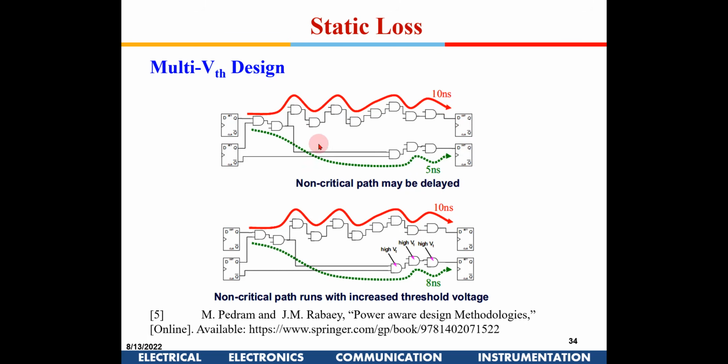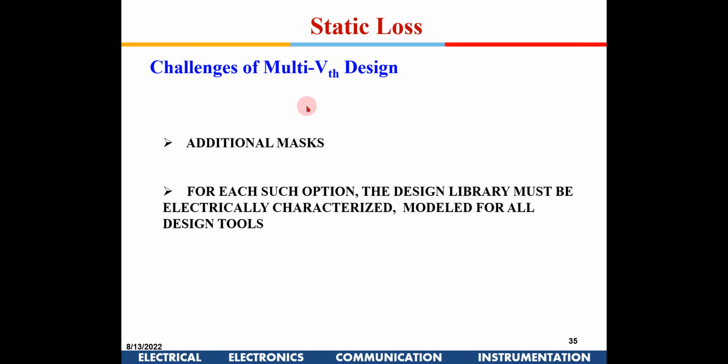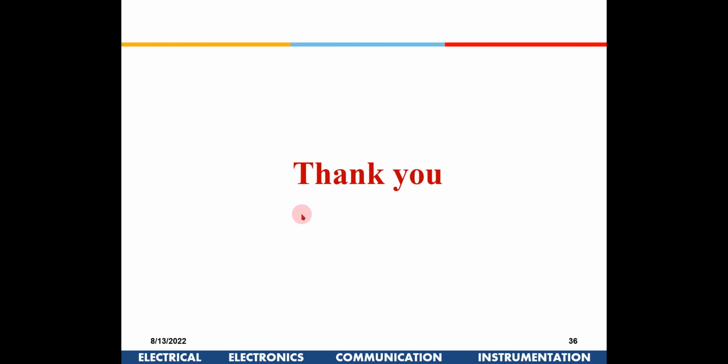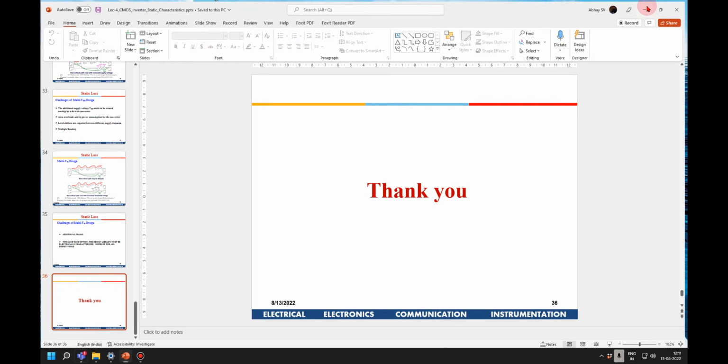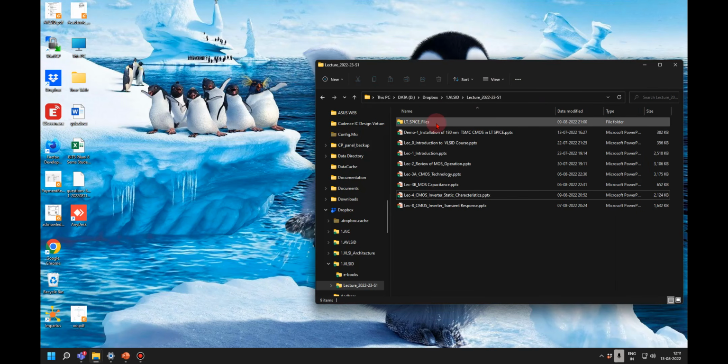But then many modules within modules, if you have some path, this doesn't get changed at all. This entire module is fixed. Then obviously you can use high VT devices also. The challenges will be that an additional mask and design library have to be made. High VT, so these things are already done. So we do use multi-VTH design also, but these are some challenges. With that we come to an end of the theoretical part. So let me just show you some simulations.